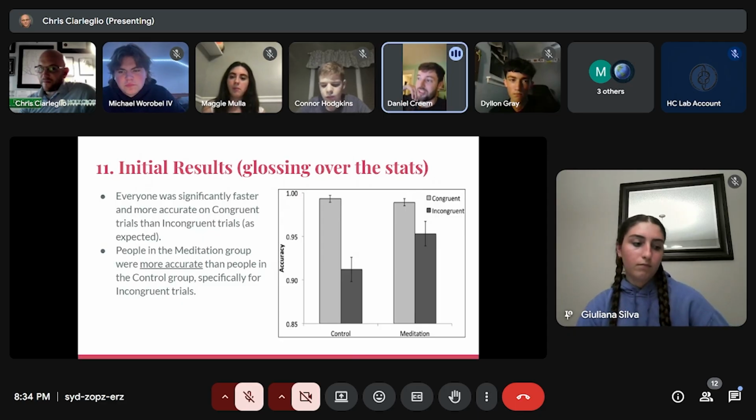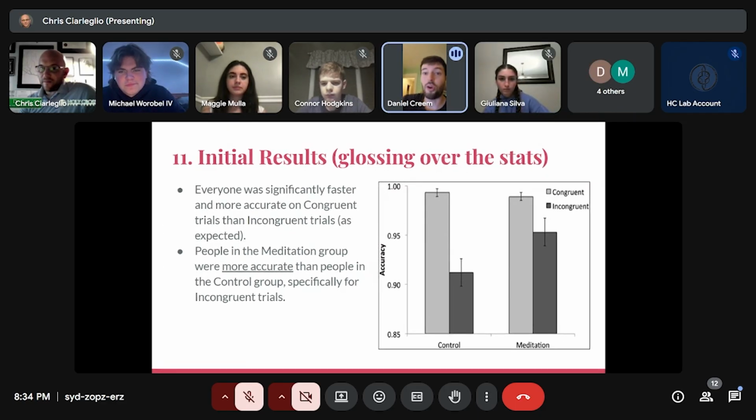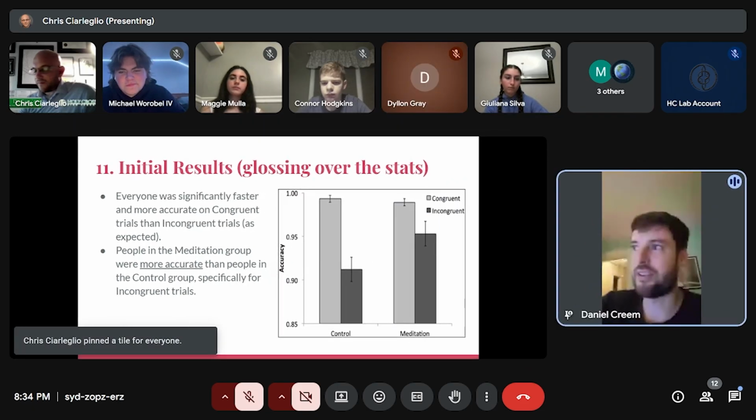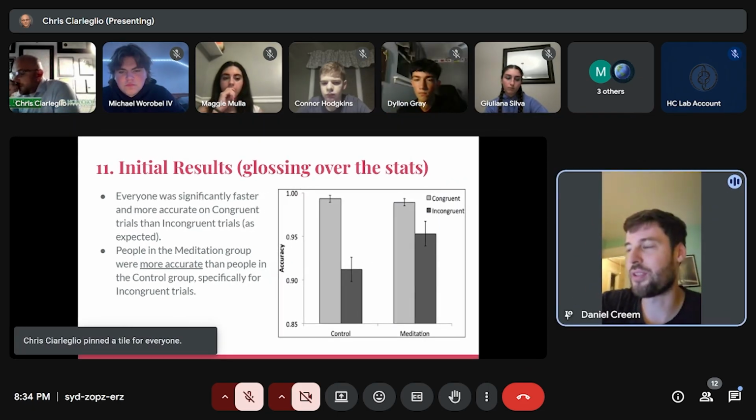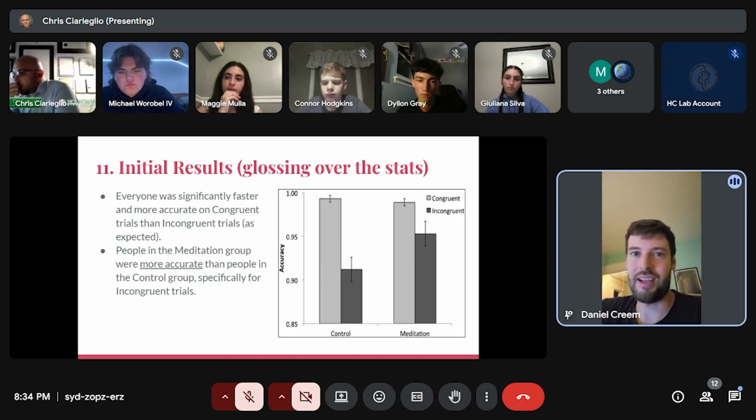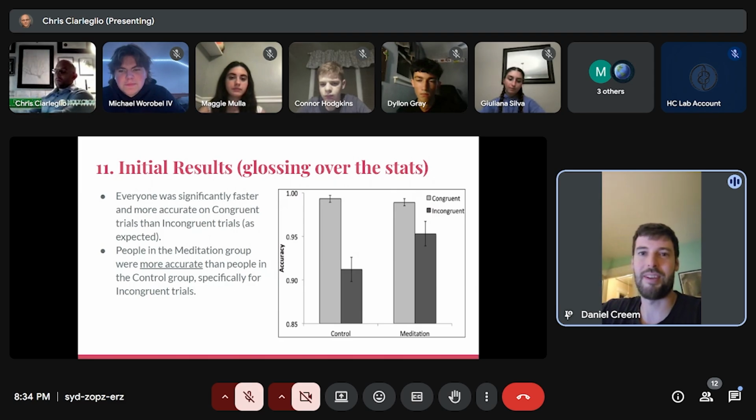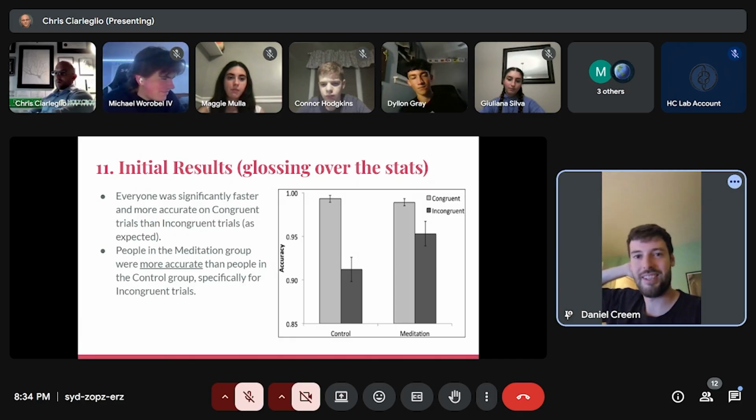So actually, if you look at the congruent trials only, remember, those are the easy trials, the difference between the control and meditation group is not significant. And I'm sure Dr. Char explained to you what significant means in statistics. So let me see, I'm going to pick on Dylan. Do you remember what statistical significance means?